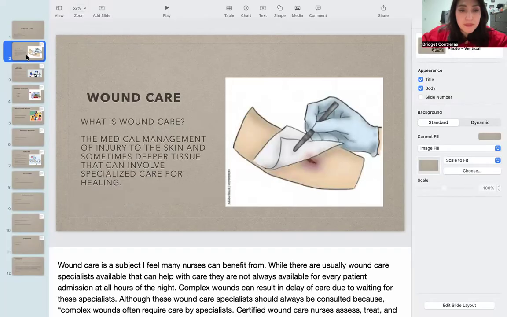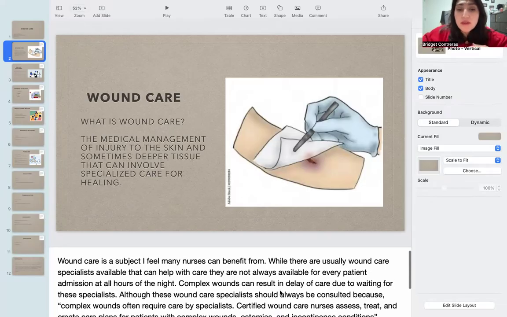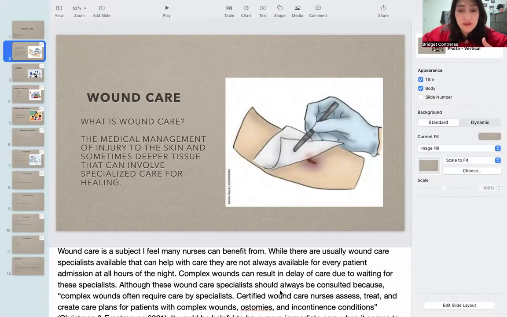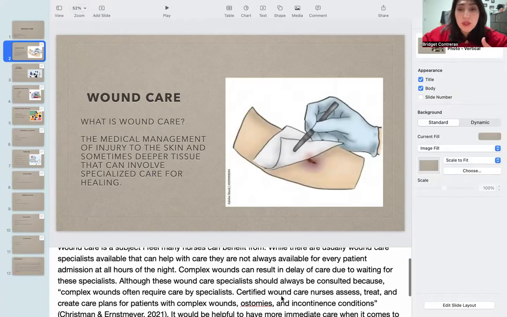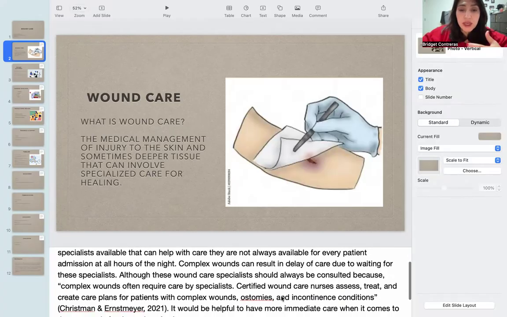What is wound care? It is the medical management of injury to the skin and sometimes deeper tissue that can involve specialized care for healing. Wound care is a subject I feel many nurses can benefit from. While there are usually wound care specialists available that can help with care, they are not always available for every patient admission at all hours of the night.